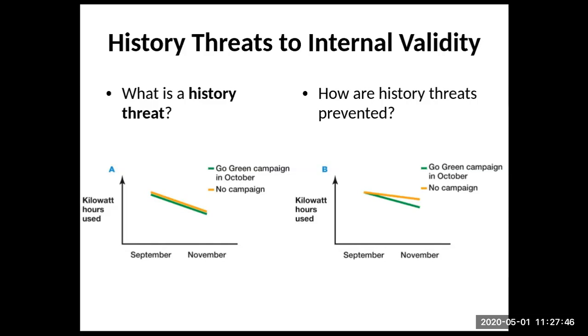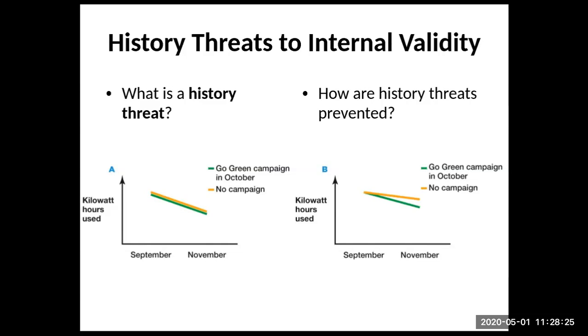In this case, we have the Go Green campaign that started in October. So you're looking at their usage from September through November, and no campaign at all. And what you see from this chart on the left in A is there's no difference. They're right on top of each other. So in that case, I would say there is a history threat here, because whether they got the Go Green, or whether they didn't, they still decreased their kilowatt hours of power used about exactly the same. So it looks like the Go Green didn't really have any effect over the change, and the weather change was more likely.